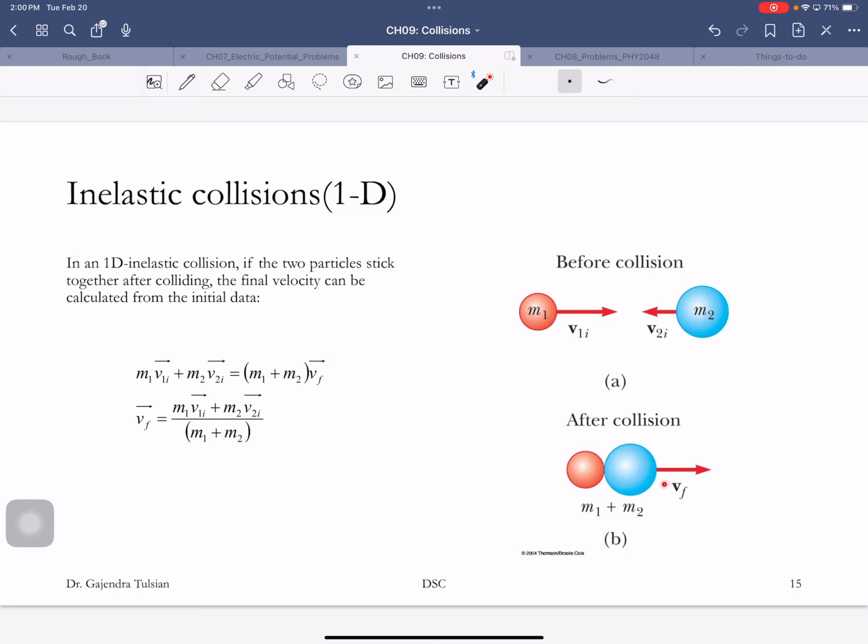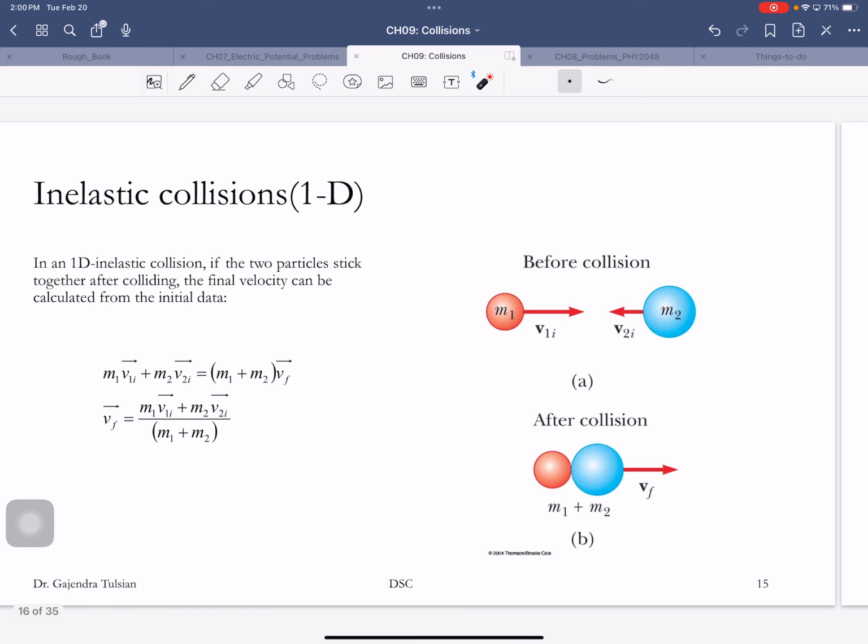Now, this is pretty powerful. Have we told you what these things are made of? No, they can be made of anything. The final velocity has to be that. Momentum conservation forces the final velocity to be that.